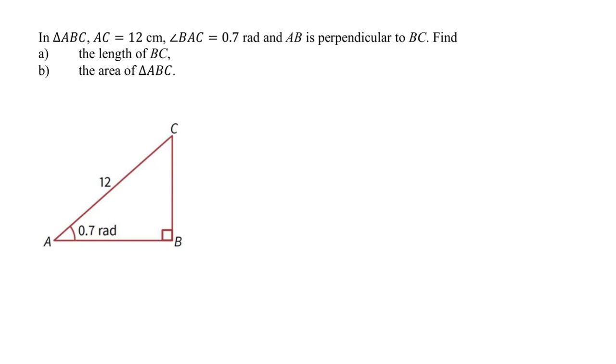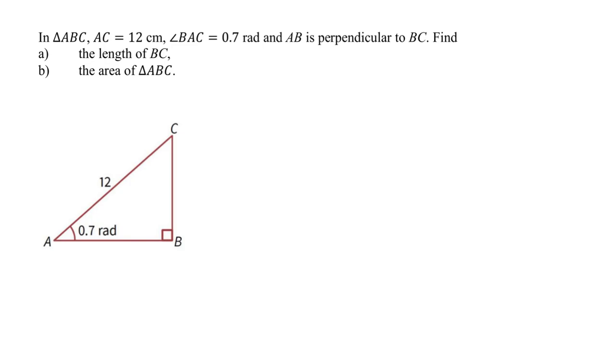Hello everyone, welcome to this question where we are given a triangle ABC. AC, the hypotenuse, is given as 12 cm and the angle BAC is given in radians, 0.7 radians. And we have perpendicular lines, so this is in fact a right angle triangle. Find the length of BC.